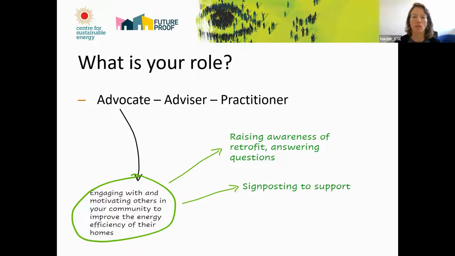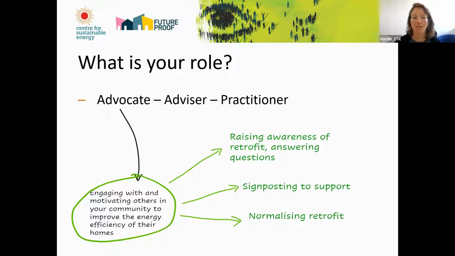Signposting, so making sure that people understand what advice organisations already exist out there, what funding opportunities there might be available. Maybe the local council is running some schemes to install retrofit in particular types of housing. So the advocate can play the role of the signposter, making sure that residents are aware of those opportunities.